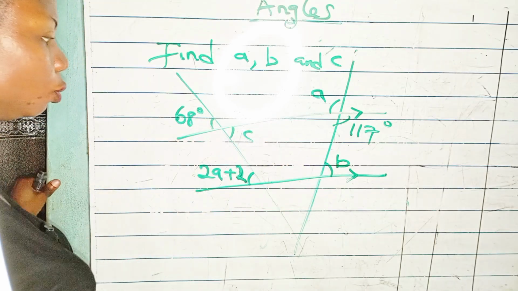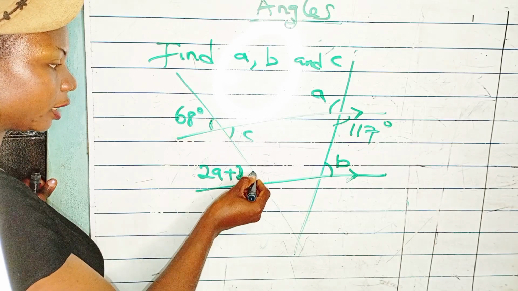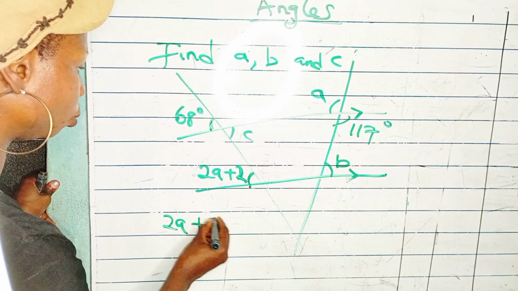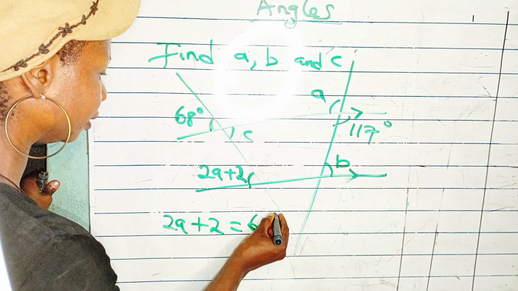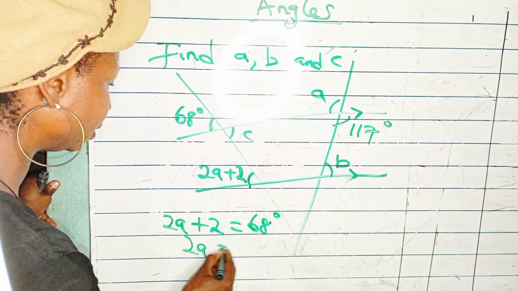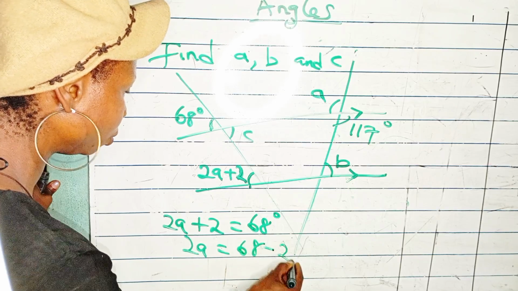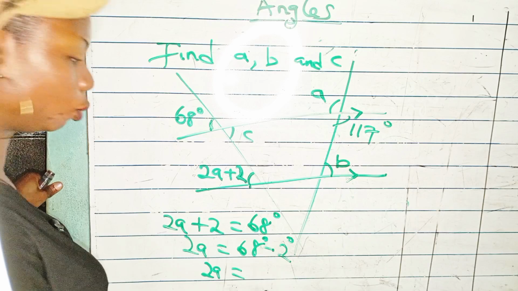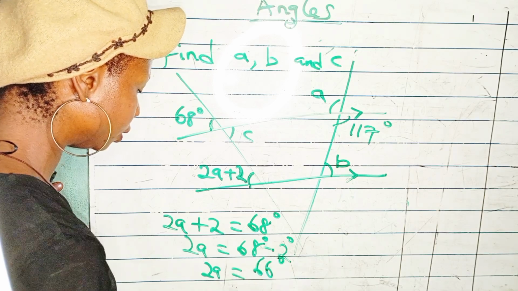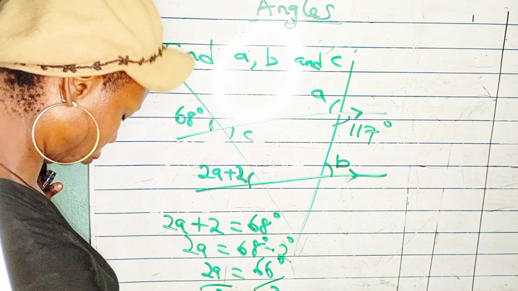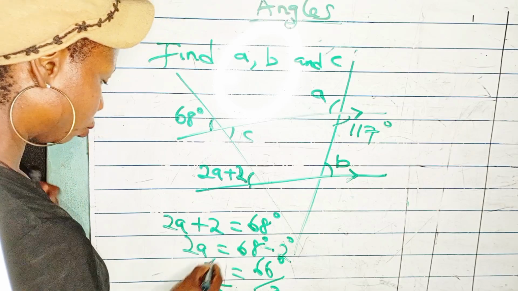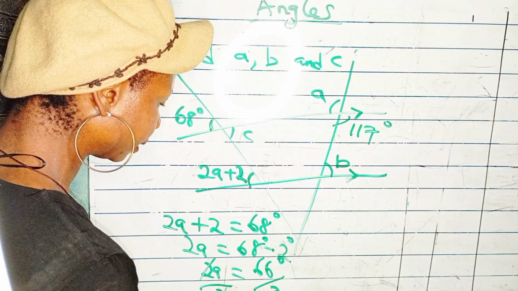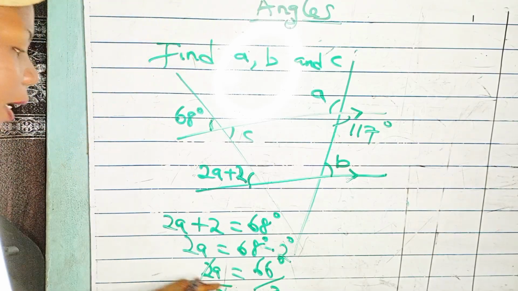What are you going to do? You should know that the angle here is corresponding to angle here. That means 2A plus 2 is equal to 68 degrees. So that 2A is equal to 68 minus 2 degrees. 68 minus 2 is 66 degrees. Divide both sides by 2. We cancel 2. A is equal to 33 degrees. So your angle here is 33 degrees.